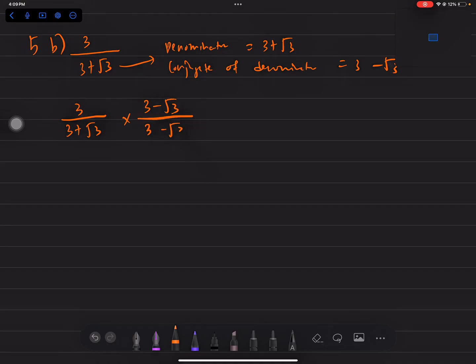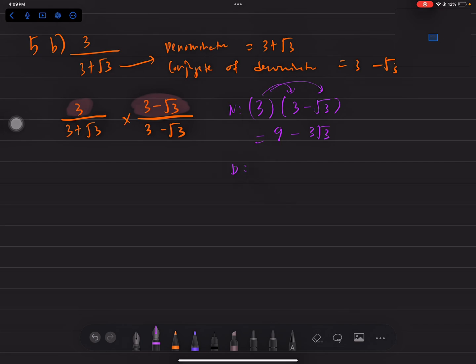So now, for the numerator up here, it will become 3 multiplied by root 3. Okay, 3 multiplied by 3 minus root 3, which expands to 9 minus 3 root 3. So this is for the numerator. How about the denominator?